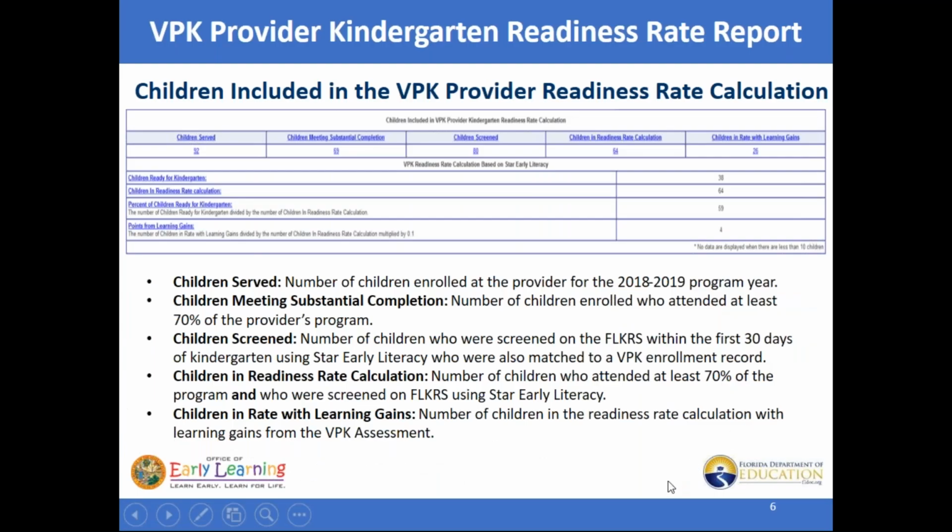Okay, so now what we've done is we've taken that little middle part out of the report we were just looking at so we can talk about the individual pieces that are showing up in the report. So the first piece up here, the number on the far left side at the top, is the number of children that were served. So these are the number of children that the provider was paid for during the VPK program year, whether it's school year or summer. It's going to be independent for those, but this is the number of kids that were served. The second number in blue talks about the number of children meeting substantial completion. The third number is the number of children that were screened. So that's on the Florida Kindergarten Readiness Screener, which uses the STAR Early Literacy as its sole tool. And the next number is going to be the number of children that are included in the readiness rate. So we'll stop there.